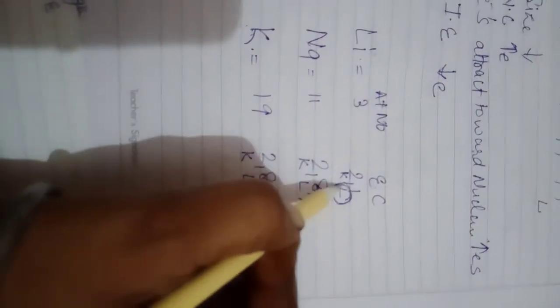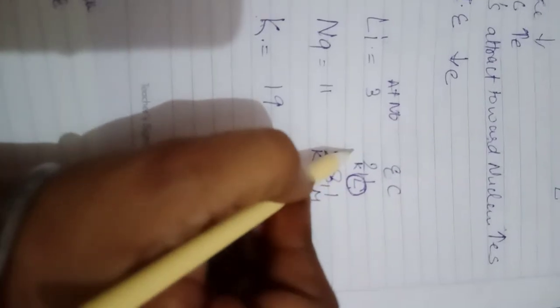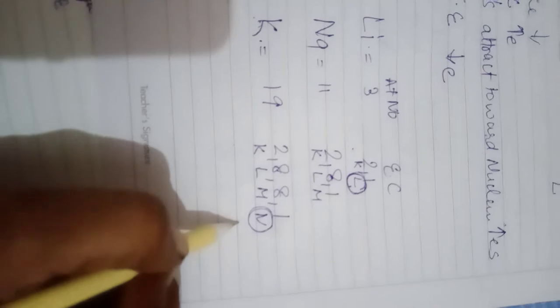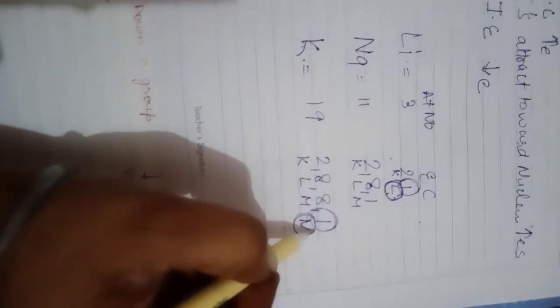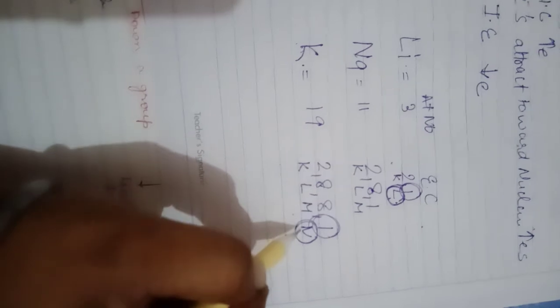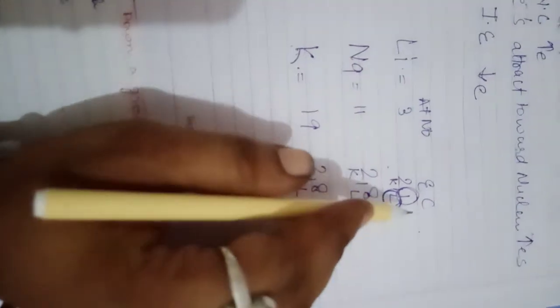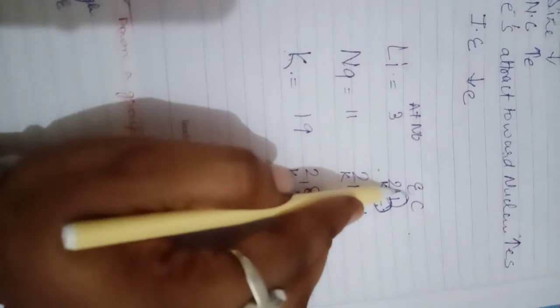Children, you can see that this L shell of lithium is nearer to the nucleus, whereas this N shell of potassium is very far away from the nucleus. Hence we can say that the L shell electron will require more energy to remove, whereas this N shell electron will require less energy to get removed. Hence ionization energy for potassium is less than lithium.